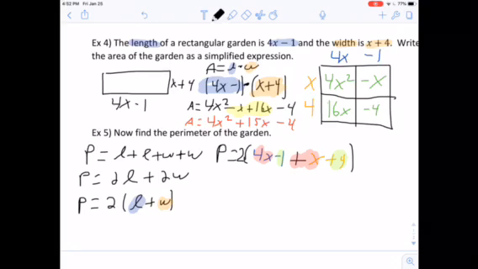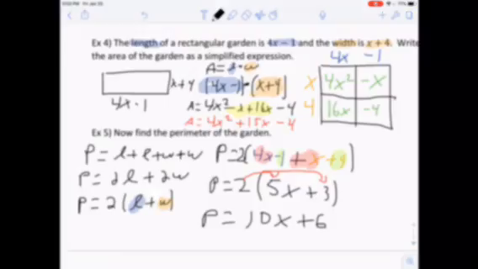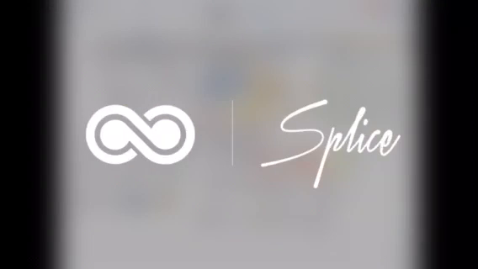So when I'm writing this, it's simple to just say P equals 2 times 4x plus x, which is going to be 5x, and negative 1 plus 4 is just positive 3. Now let's just do the distributive property here. And my final answer is going to be that P equals 10x plus 6. There are a couple of problems after this. Give it a try, and let's see how you do.